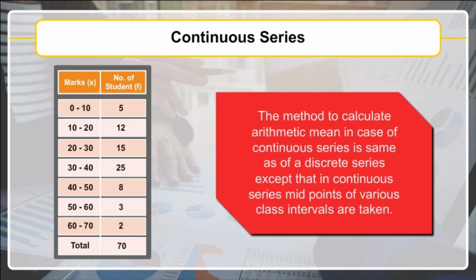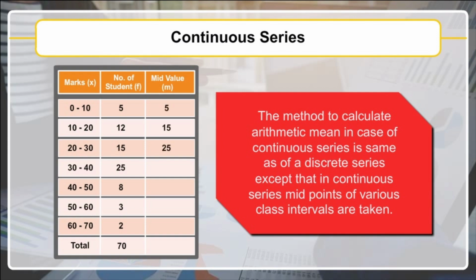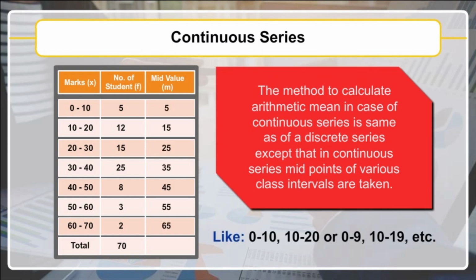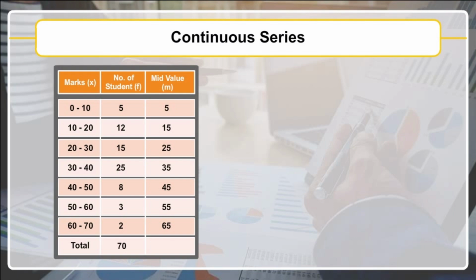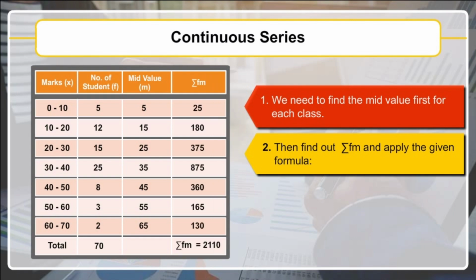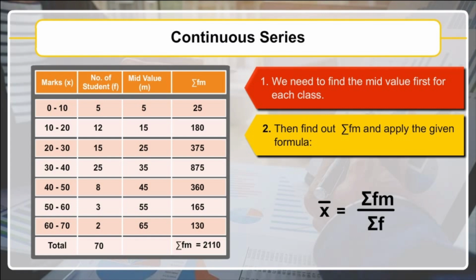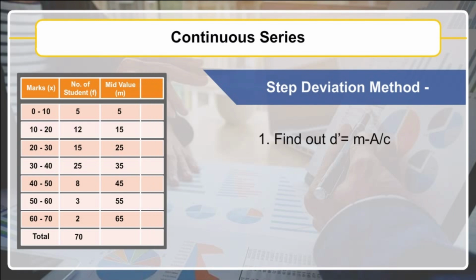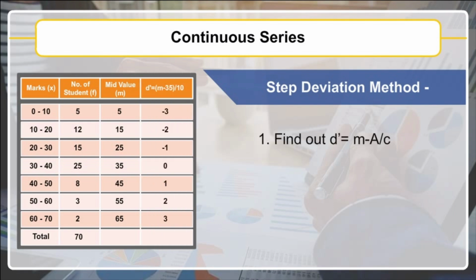Continuous series. The method to calculate arithmetic mean in case of continuous series is the same as for a discrete series, except that in continuous series, midpoints of the various class intervals are taken, like 0 to 10, 10 to 20, or 0 to 9, 10 to 19, etc. Direct method. We need to find the mid value first for each class. Then find out summation fm and apply the given formula. x bar is equal to summation fm upon summation f. Step deviation method. Find d dash is equal to m minus A upon c. x bar is equal to A plus summation fd dash upon summation f into c.